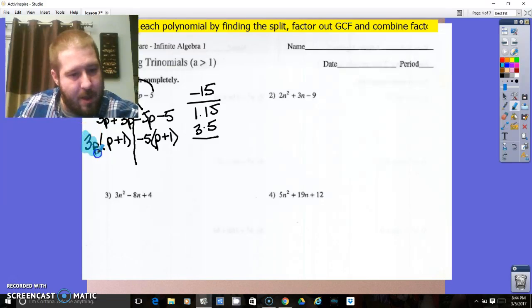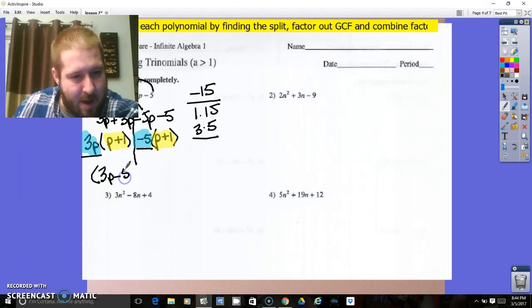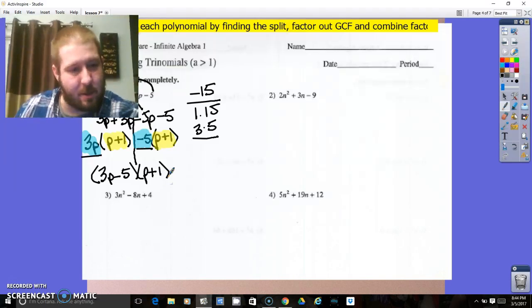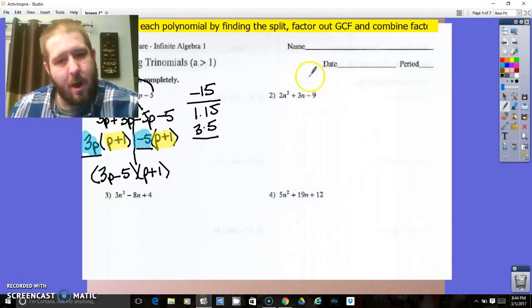So what you're going to do is take the two outsides and combine them together, and take what's on the inside of them, and that is the other factor. So I'm going to combine these two together. So that's one factor, 3p minus 5. And then the other factor is whatever was in both parentheses, and that is the answer. This times this is this. All right, let's try that again.